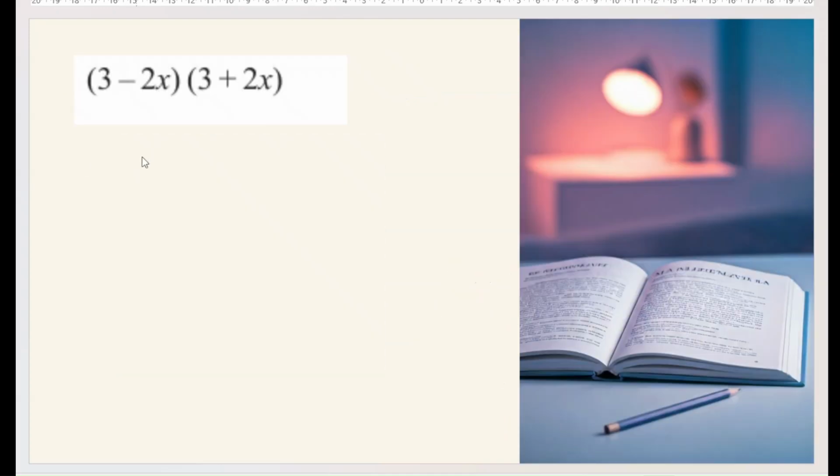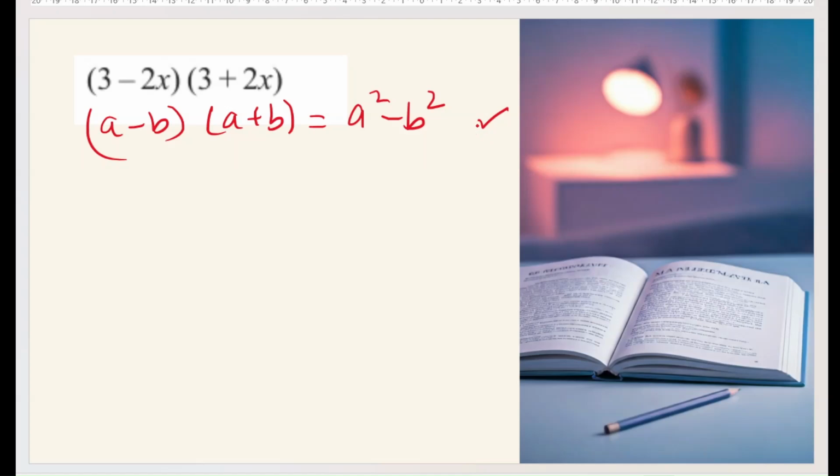Let us check the next question. 3 minus 2x into 3 plus 2x. So easy to solve. Why? This is of the form a minus b into a plus b, that is equal to a square minus b square. In fact, when you do rationalizing the denominator in class 10, this is the identity which we'll be using. Using this, you will be able to solve all the questions of that rationalization. Okay? So a minus b into a plus b. What is a? 3. What is b? 2x. So that is a square minus b square, so that is 3 square minus 2x whole square.